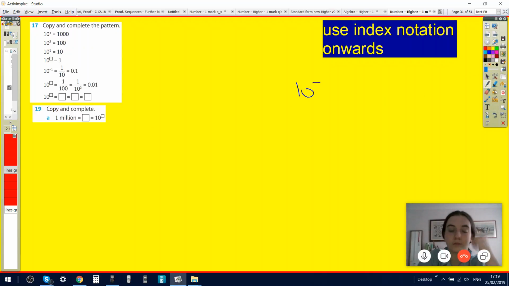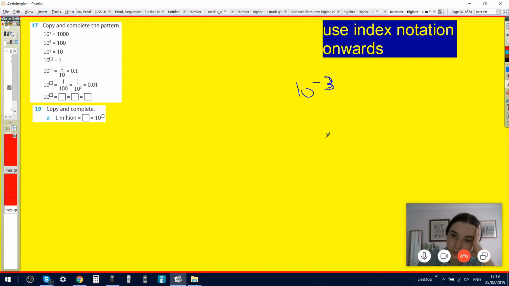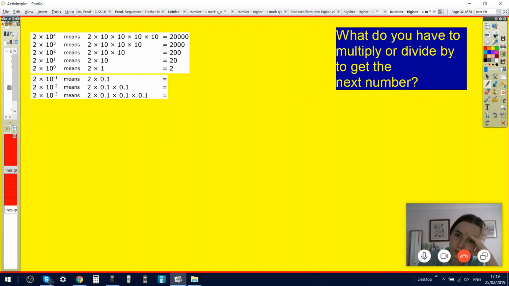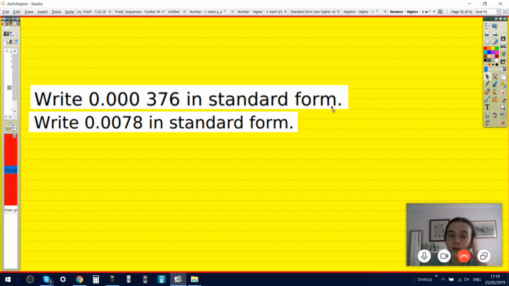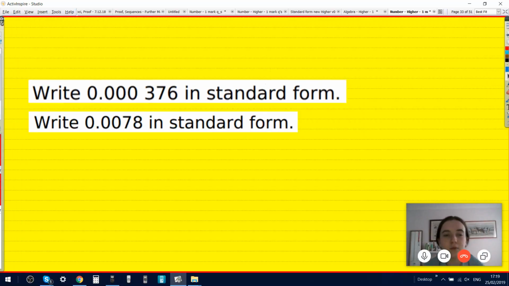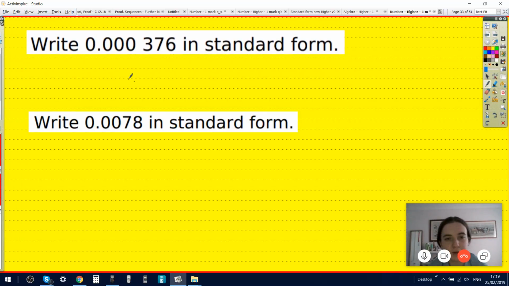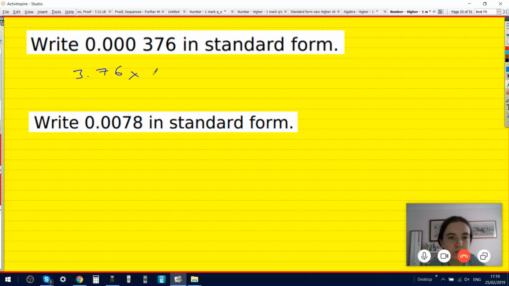What is 10 to the minus 3 as an ordinary number? 0.001. Yep. Brilliant. You can skip all that. Okay, standard form. 3.76 times 10 to the minus 4. No, wait, yeah, minus 4. And underneath it? 7.8 times 10 to the minus 3.